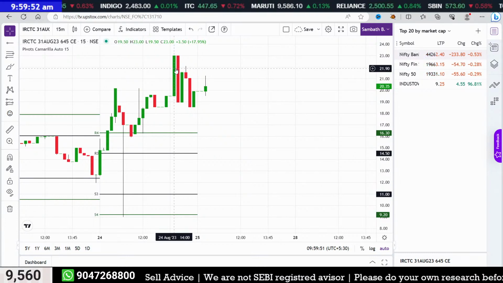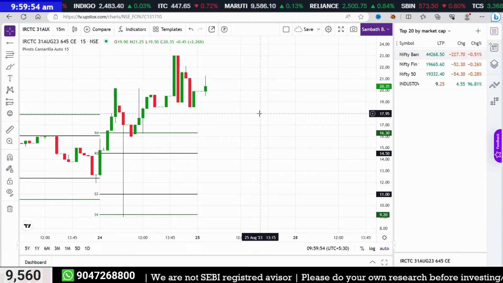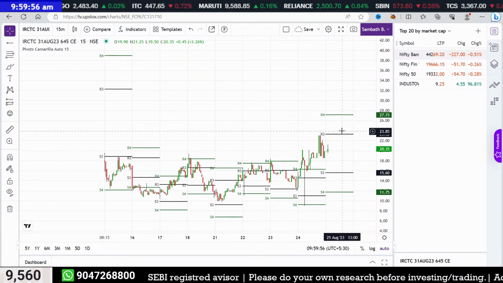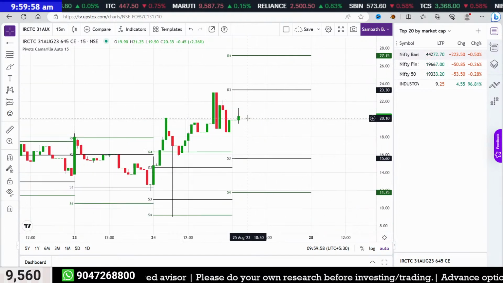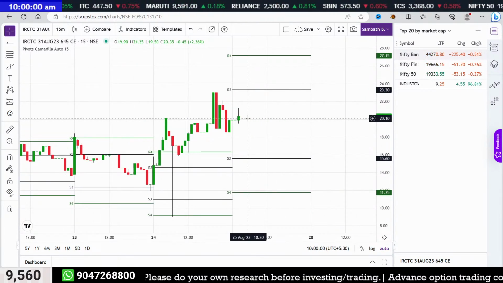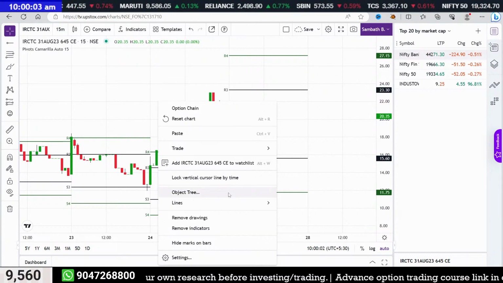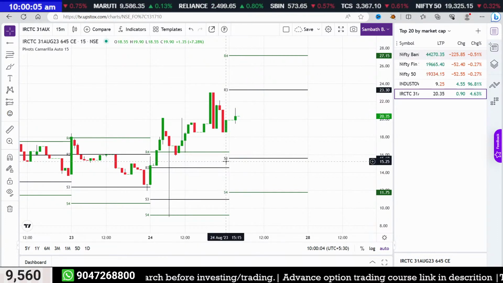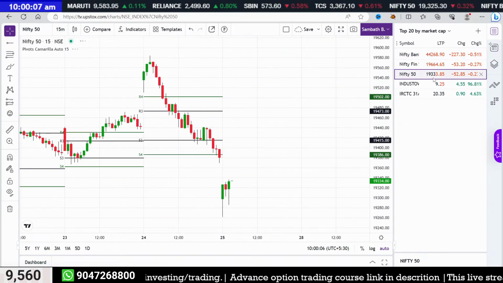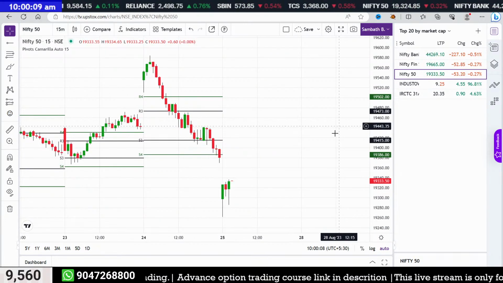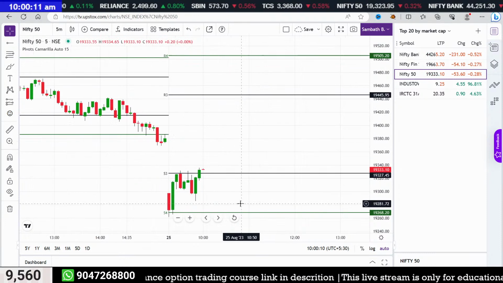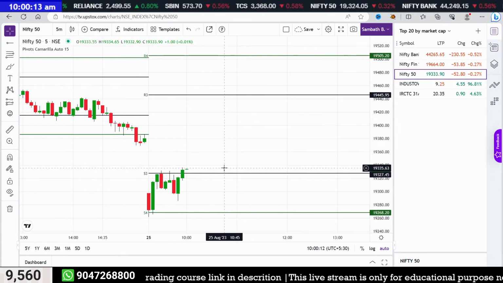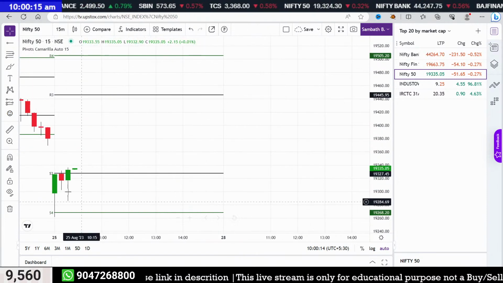I think it is 23.3. Yeah, it is a fresh breakout. So if it has given you the breakout opportunity around 23 above, we can track this also. Slight recovery on Nifty, just 52 points down. And this one, Nifty, maybe here in the 5 minutes. So 15 minutes, yeah, perfect.